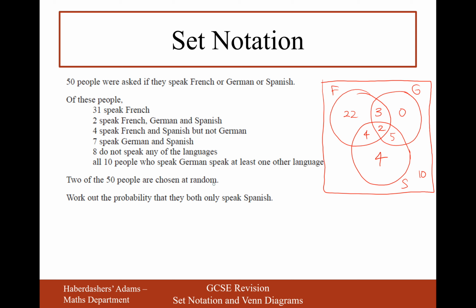2 people are now chosen at random. Work out the probability they both speak Spanish. So how many Spanish people do we have in total? 4 plus 4 is 8, plus 2 is 10, plus 5 is 15. So 15 people in total. So 15 out of 50 would be the first one. And then if we pick another one, we've only got 14 more people to choose from out of 49 people left over. So 15 times 14.